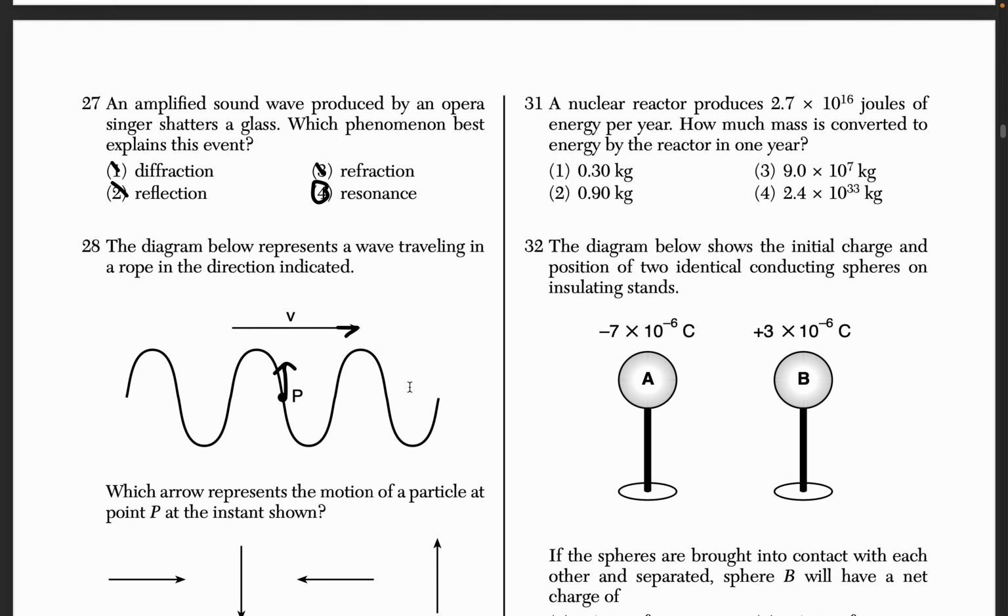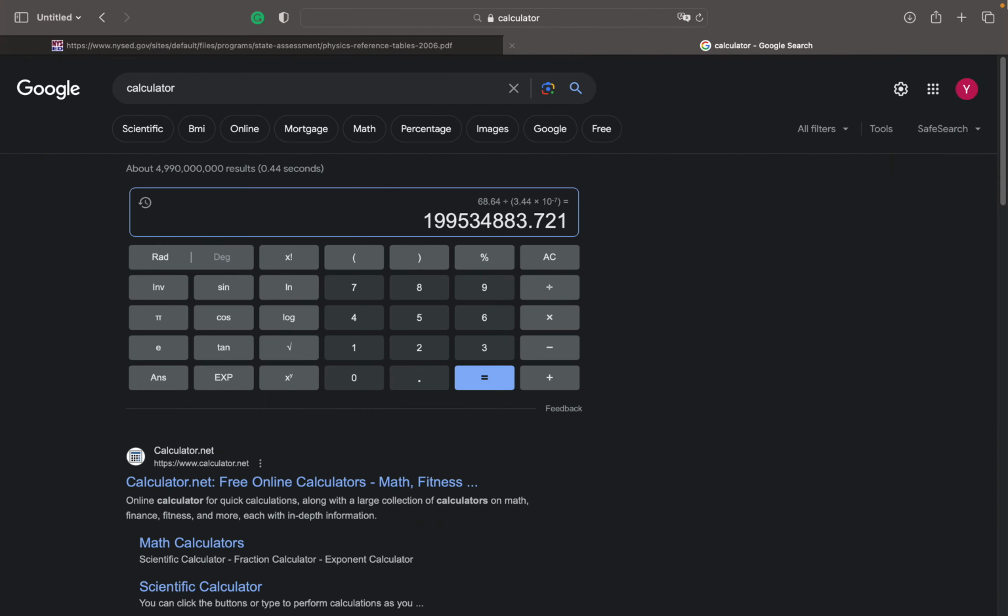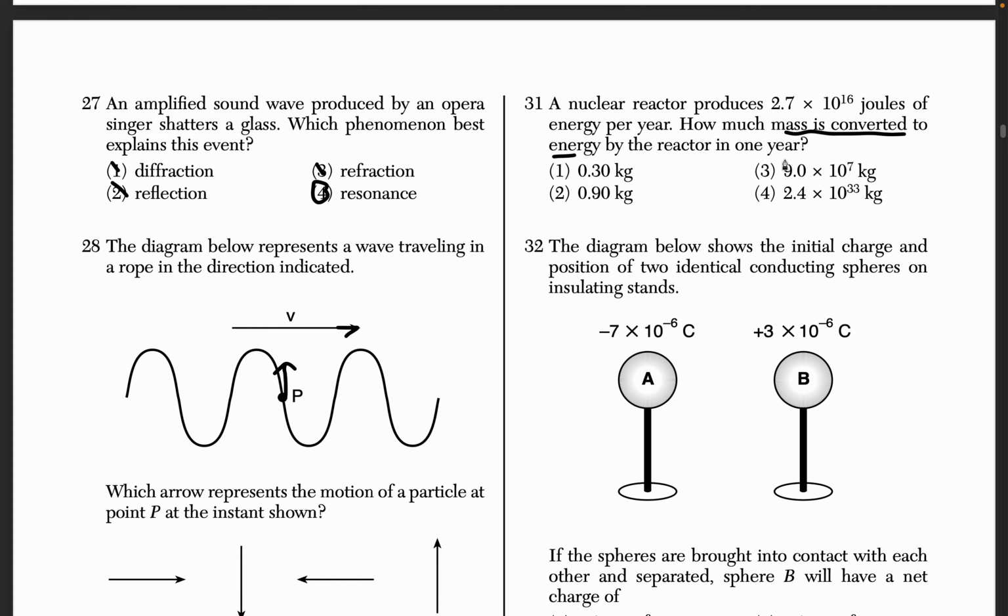31. A nuclear reactor produces that many joules of energy per year. How much mass is converted to energy? So anytime you read the words mass is converted to energy, that's the key phrase for E equals mc squared, because the speed of light stays the same. So E equals mc squared, and we're solving for mass, so divide by c squared.